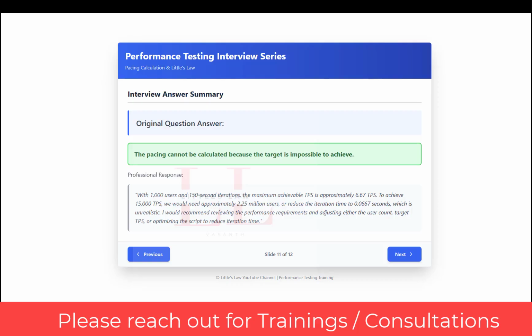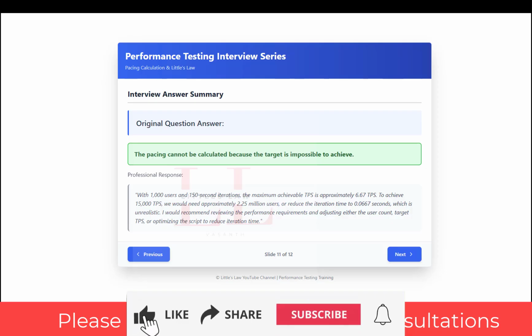So I would recommend reviewing the performance requirements with the stakeholders and adjusting either the user count, the target TPS, or optimizing the script to significantly reduce the iteration time. This answer will show that you have understood the fundamentals, that you can identify impossible scenarios, and that you know how to have conversations with stakeholders about realistic goals. And this is what separates junior testers from experienced performance engineers.